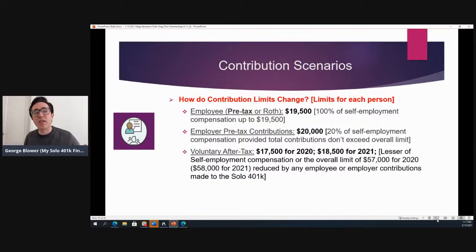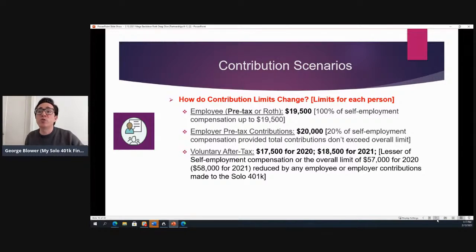Well, they don't. So again, in that base scenario, they first want to maximize pre-tax. So they put in $19,500 as a pre-tax employee contribution. They do another 20% or $20,000 as an employer pre-tax contribution, giving them the $39,500 in their pre-tax sub-account. And then they do the difference up to the overall limit as an after-tax contribution. So that's $17,500 for 2020 or $18,500 for 2021.